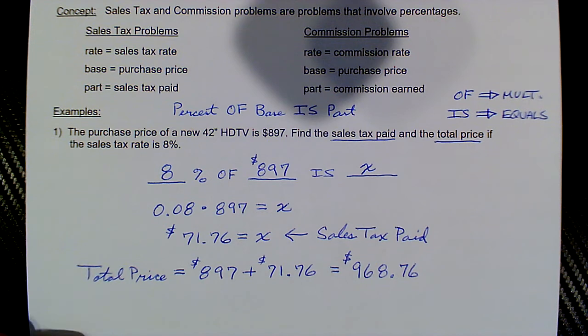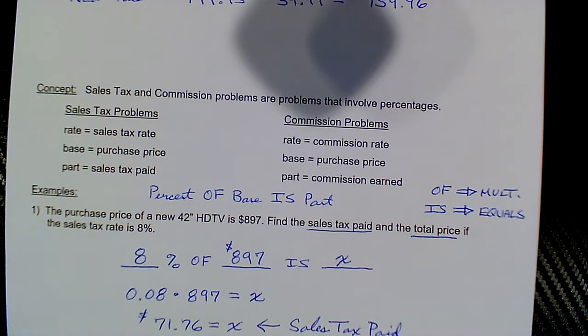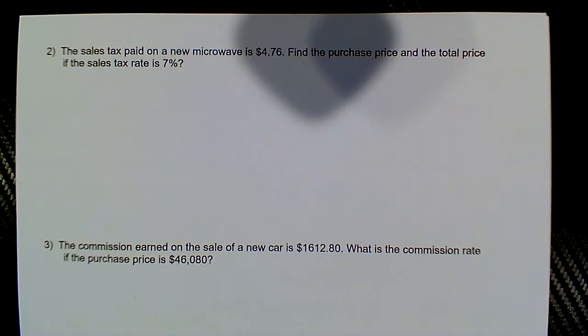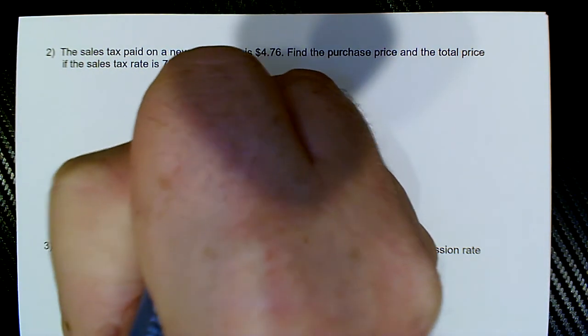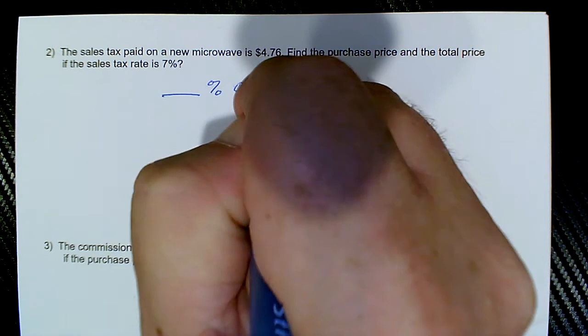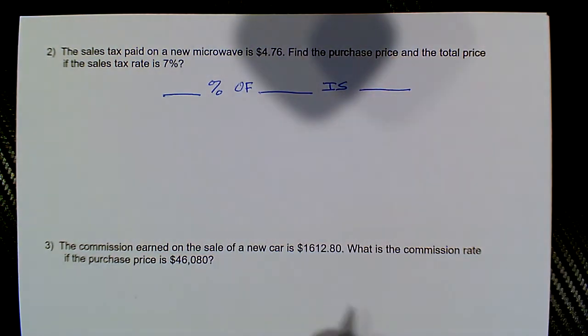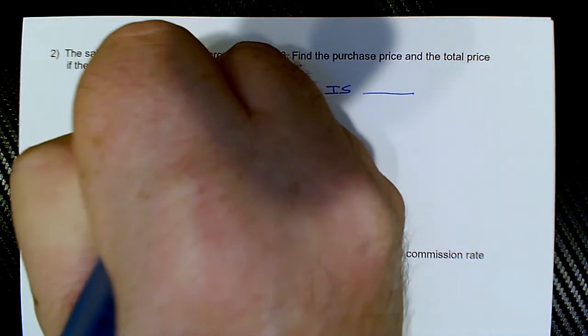Okay, so got a few more examples to finish up this lesson. And looks like another sales tax problem. So start once again with the blanket statement. Blank percent of blank is blank. And we know the percentage, that's obviously the 7%. So we fill that in.